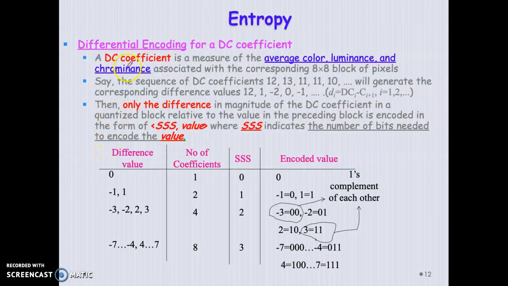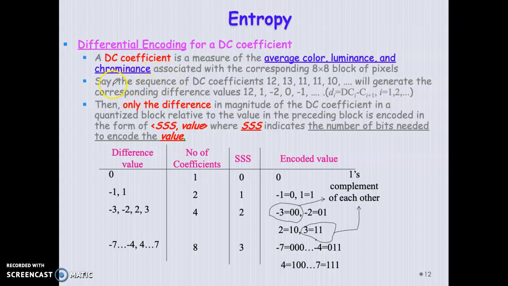So in DC encoding, for the DC coefficient, you will apply differential encoding. A DC coefficient is a measure of average color, luminance, and also chrominance associated with the corresponding 8 times 8 block. So that's why DC is very important. Once you do the decoding or inverse the process, it will refer to the DC coefficient, so that the color, luminance and chrominance will not be lost much.